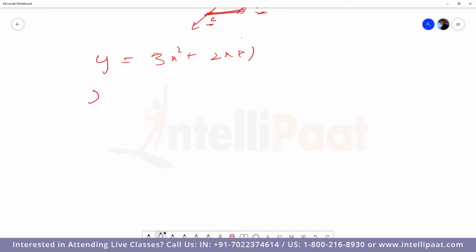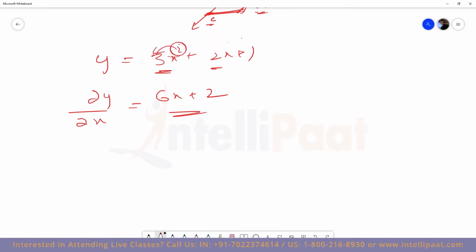The best possible way is to differentiate this equation, dou y by dou x, or dy by dx, which will be 6x plus 2. For the ones who don't know differentiation, it's okay, don't fret about it too much. Basically, for 3x square, the power reduces by 1 and the power gets multiplied by the coefficient. Similarly, for the 1, it gets multiplied by its power and reduces by 1, so x to the power of 0 is what it becomes. So I am at 6x plus 2.